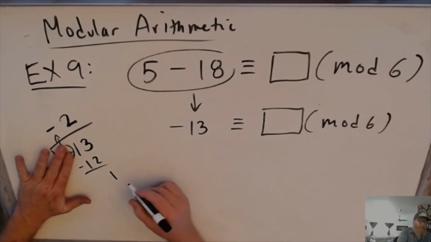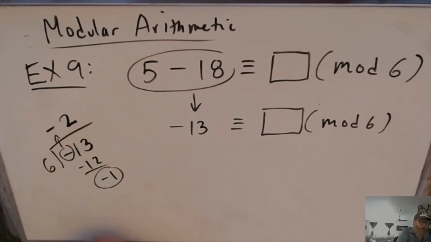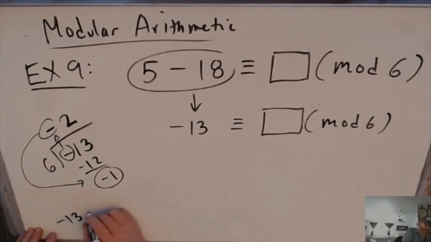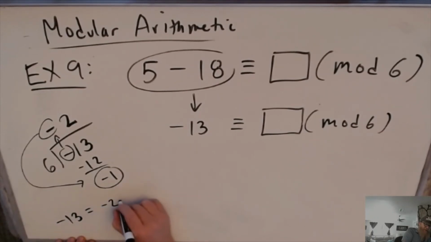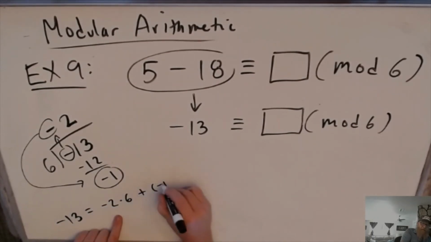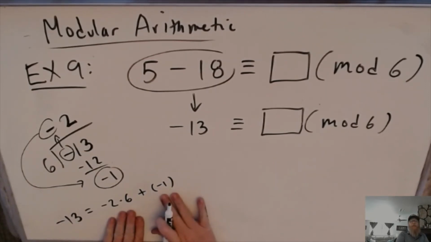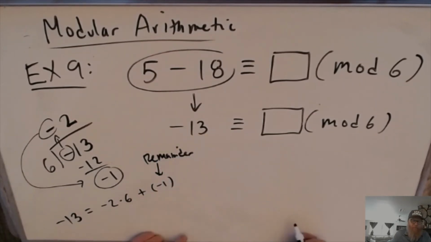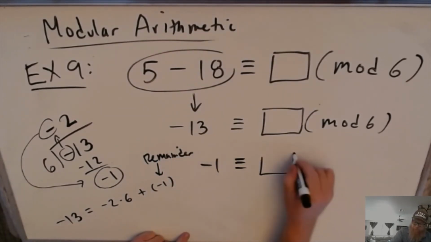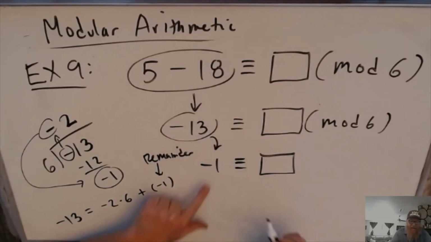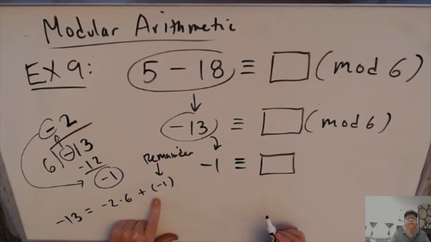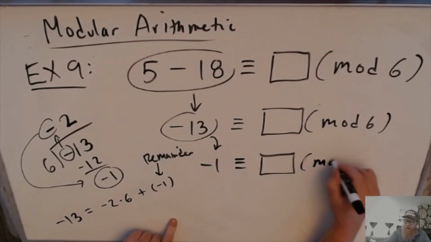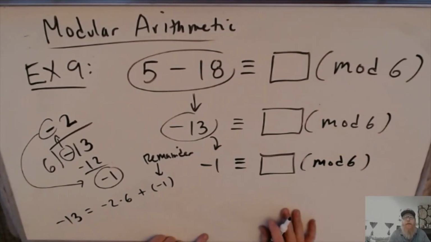All right, or negative 1 if you think of it as a negative. Essentially what this means is negative 13 is negative 2 times 6 plus negative 1. This is the remainder. So negative 13 acts like negative 1, because it's divisible by 6 plus negative 1. And again, mod 6.